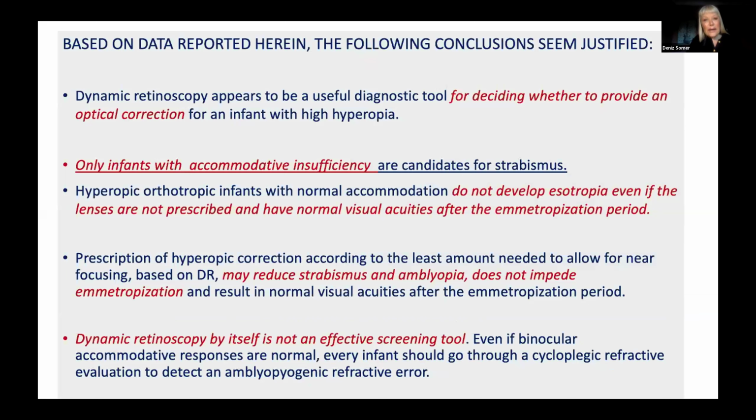Prescription of hyperopic correction according to the least amount needed to allow for near focusing may reduce strabismus and amblyopia, does not impede emmetropization, and results in normal visual acuities after the emmetropization period. Dynamic retinoscopy by itself is not an effective screening tool. And even if binocular accommodative responses are normal, every child should go through a cycloplegic refractive evaluation to detect an amblyopiogenic refractive error.